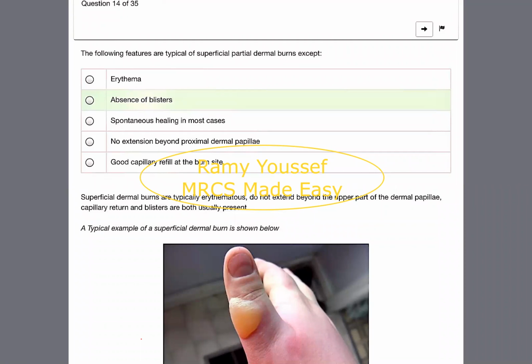Okay, typical except, so all are typical, like the previous question. All are right except one, which is absence of blisters, which is common with the superficial partial dermal burns.